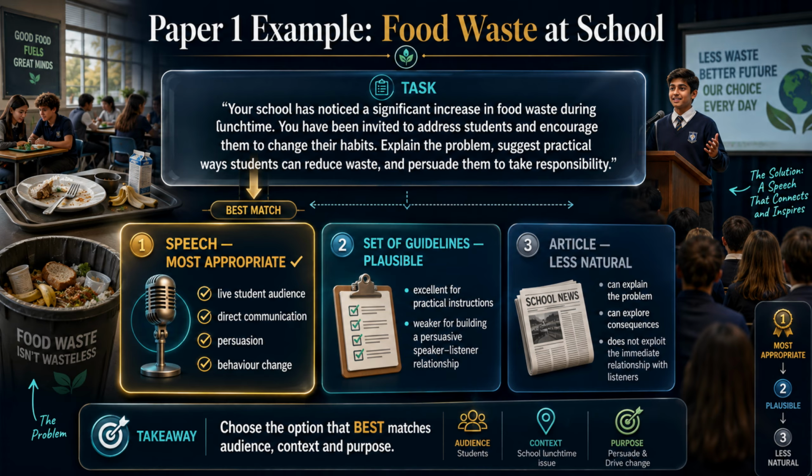The speech is the strongest choice. Why? Because the task creates a clear speaking occasion. You are addressing students directly at a particular moment and trying to persuade them to change their behavior. A set of guidelines could communicate practical steps effectively, so it is a plausible alternative. But its natural focus would be instruction, what students should do, and how they should do it. An article could explain the problem and explore its consequences. However, it would not make full use of the immediate relationship between a speaker and a listening audience.